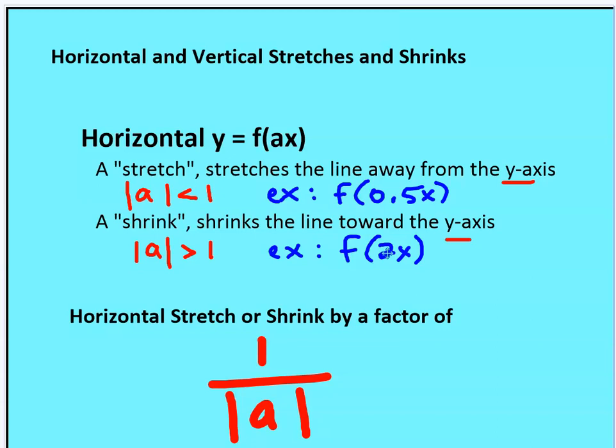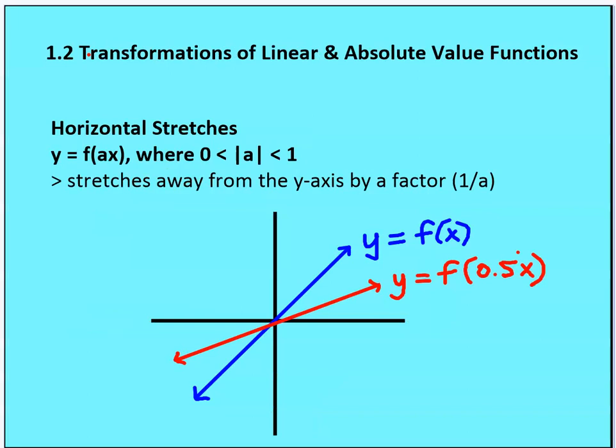Okay, so please be careful, it's 1 over the absolute value of a for stretching and shrinking as a factor. Although the a value here is greater than 1, it's not a fraction, the factor becomes a fraction. And then vice versa, a fraction then becomes some value that's greater than 1 because it's 1 over that value. All right, so let's take some examples.